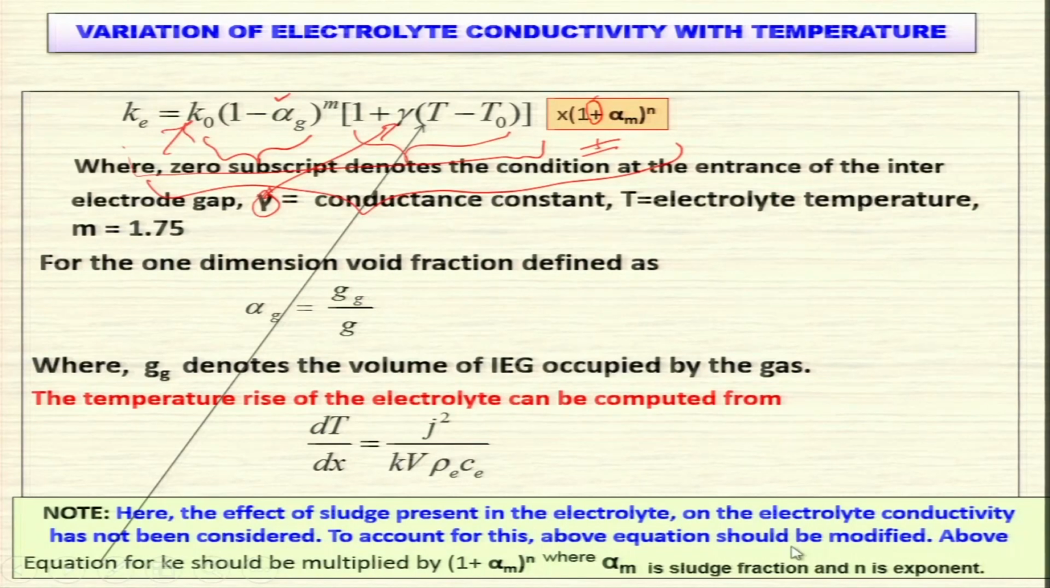To account for this, the above equation should be modified. The above equation for K is multiplied by 1 plus alpha m raised to power n, that is the multiplication over here, where alpha m is the sludge fraction and n is the exponent. I have already explained this.